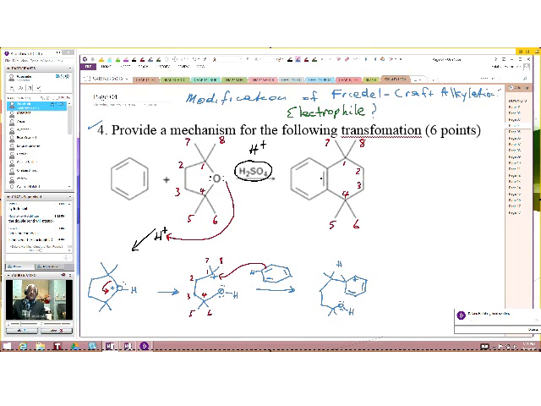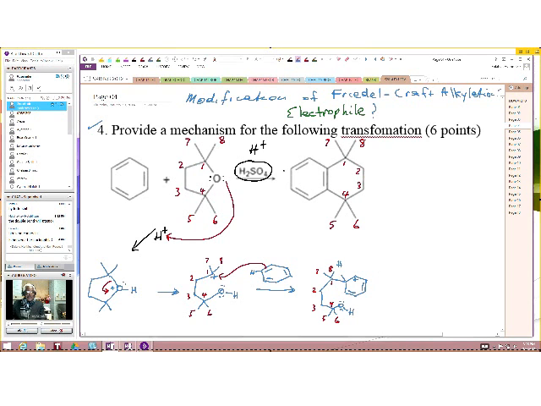Okay. Let us go ahead and number our carbons. This is carbon 1, 2, 3, and 4. This is 5. This is 6. This is 7. This is 8. And now at this point we form this intermediate carbocation here.